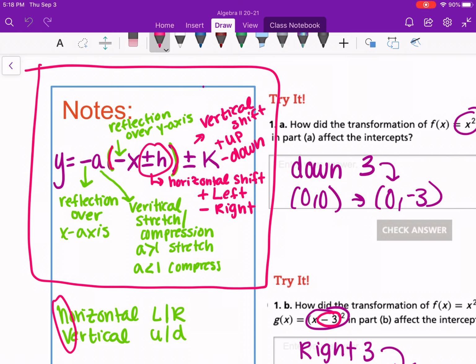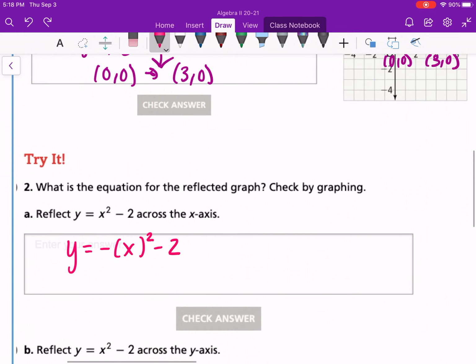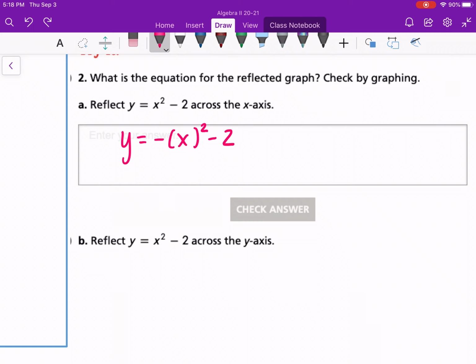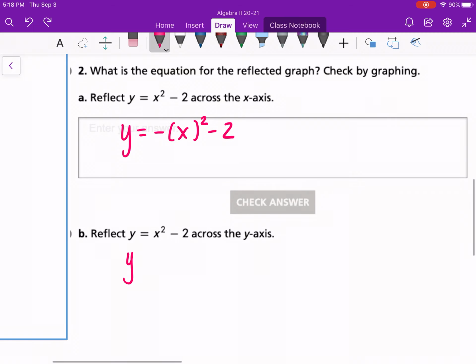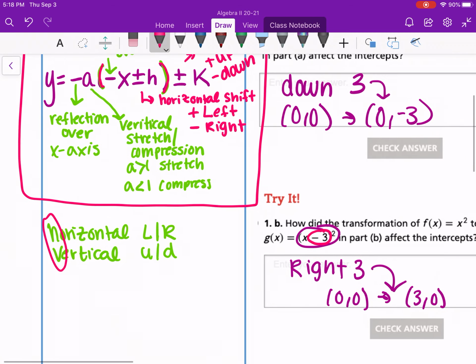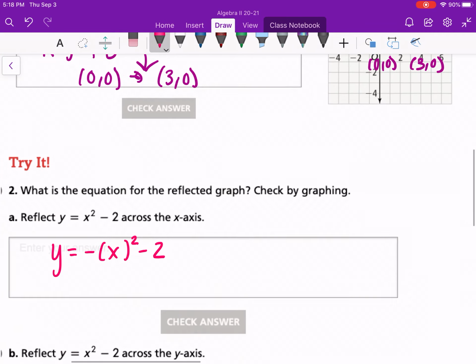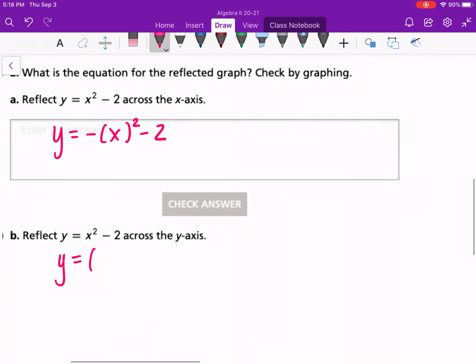Sometimes there's not, and so you add them yourselves, because to reflect across the x-axis, this minus needed to be out of the parentheses, but now it says to reflect across the y-axis, and if I go and look that up, it looks like the negative needs to be inside the parentheses. So I'm going to go negative x squared minus 2.